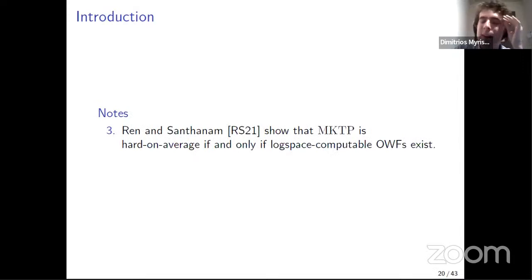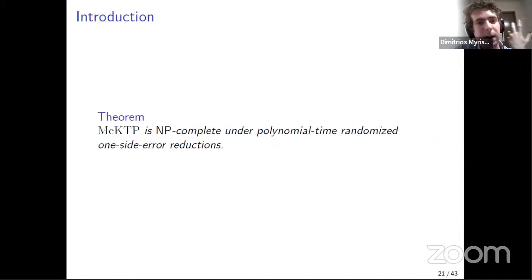Also, an interesting new paper is the one by Ren and Santhanam, where they showed that the average case hardness of MKTP, without the conditional here, is equivalent to logspace computable one-way functions. But for MKTP, we don't know if it is NP-complete. Now that brings us to the other result that we have, that this problem is actually NP-complete, and there may be some strong reductions here, like randomized and one-sided error.